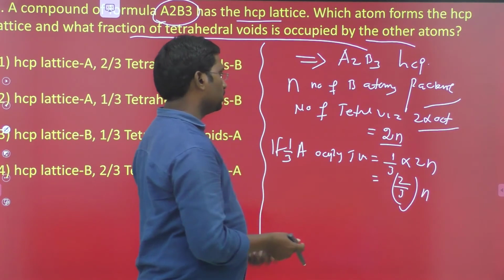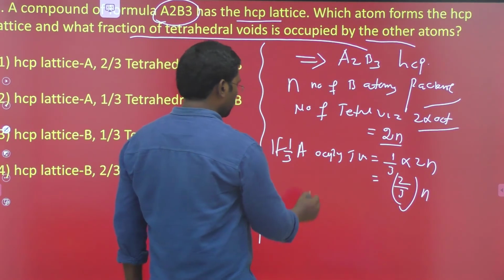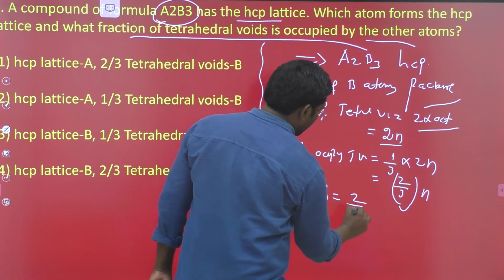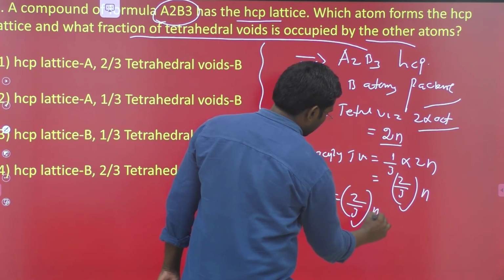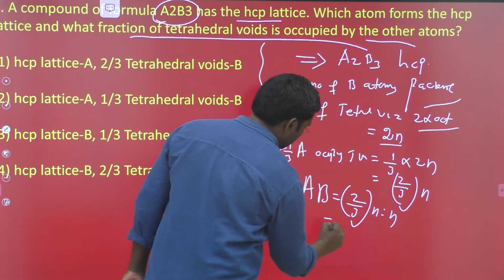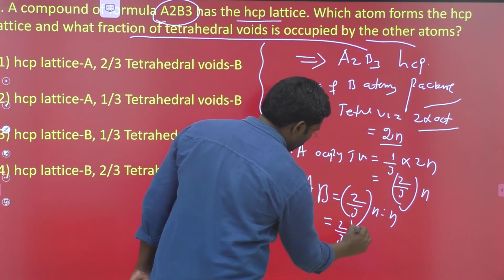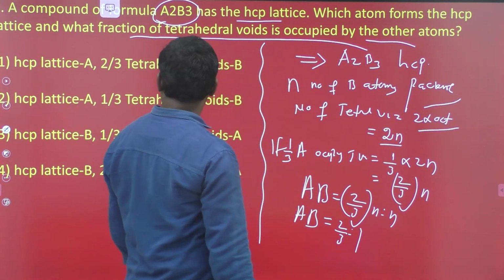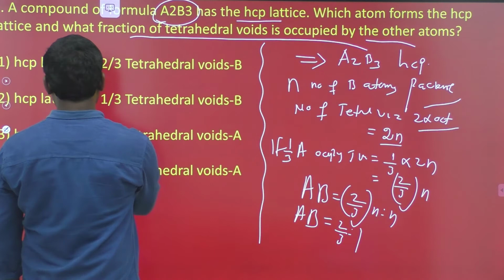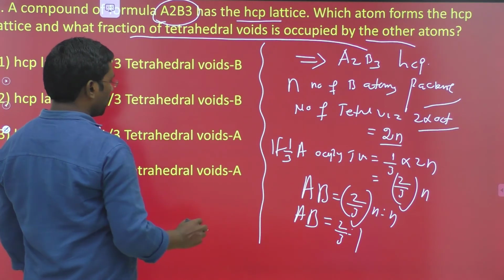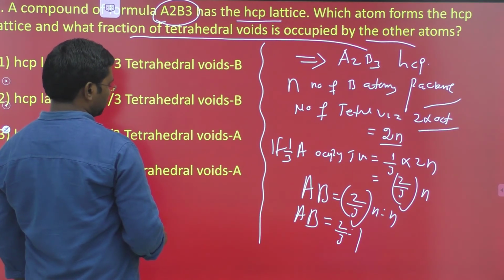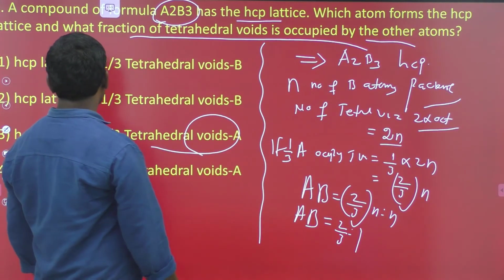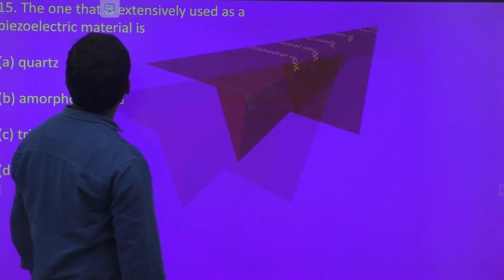B atoms are participating in the packed structure. Therefore, the ratio between A and B is 2/3 n to n, which is equal to 2/3 is to 1. Therefore A to B is 2/3 to 1. So this is important. Therefore, in the HCP lattice, B atoms are participating, and 1/3 of tetrahedral voids are occupied by A. Therefore, the third option is correct.